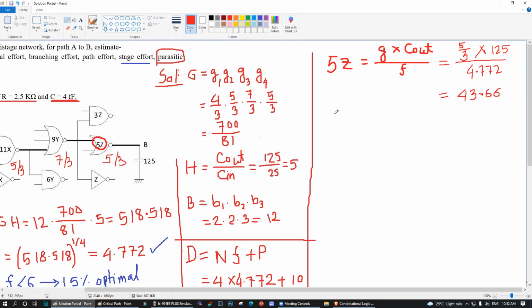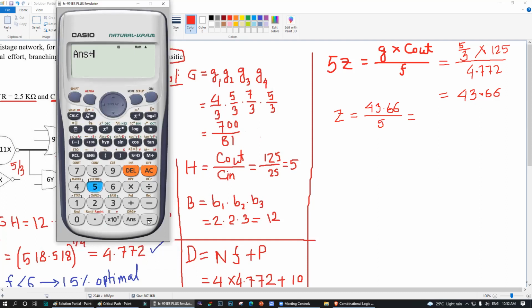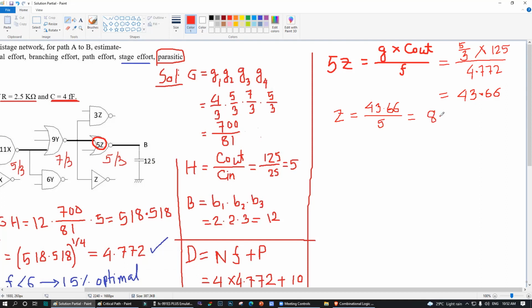Now, what is the value of G or Z? Whatever you say. 43.66 divided by 5. If you divide it by 5, your value will be 8.73, right? Yes, sir. 8.73. But the problem is this is sizing. Remember, this is sizing, right?